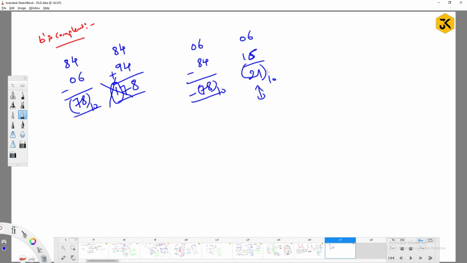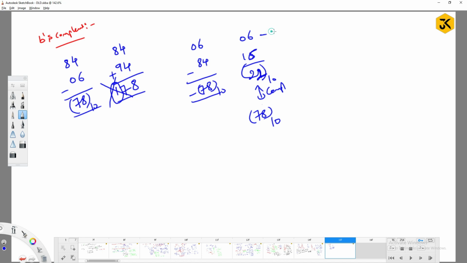So the 10's complement is 16. The 9's complement is 15, the 10's complement is 16. 16 plus 6 is 22. 22 is exactly the complement of 78, right? So what do you have to do here? You have to perform the complement. If you do the complement, you are going to get 78 in base 10.